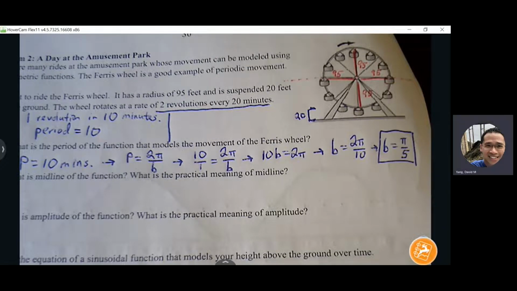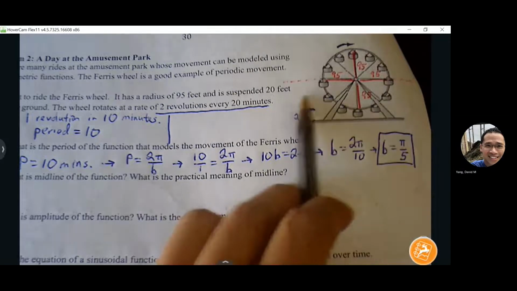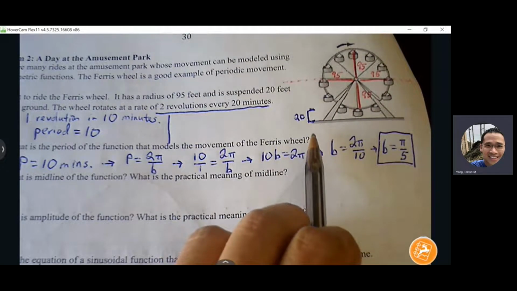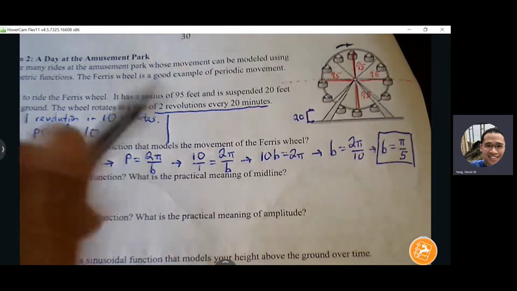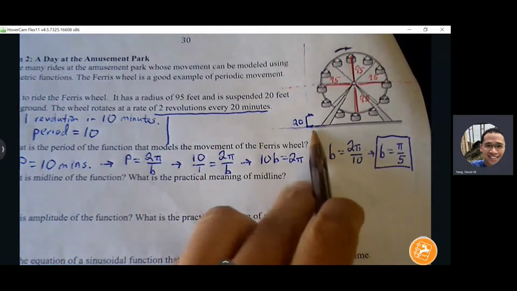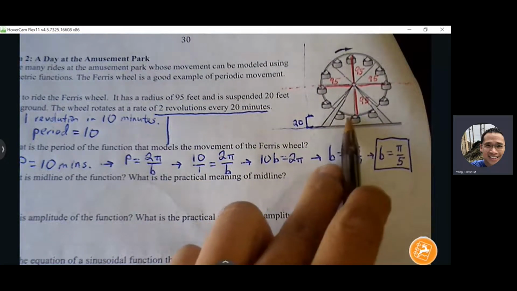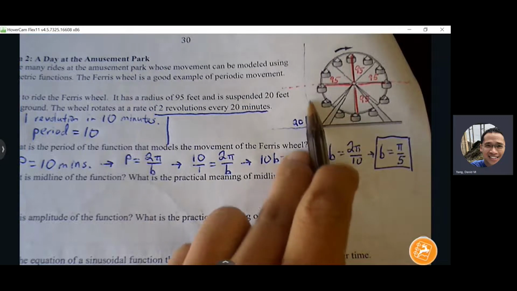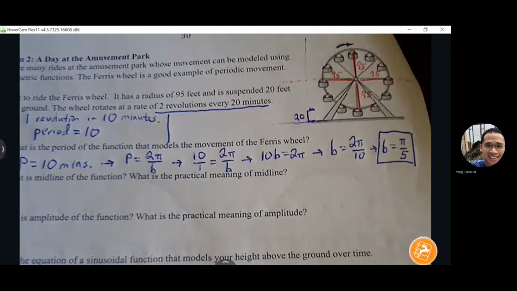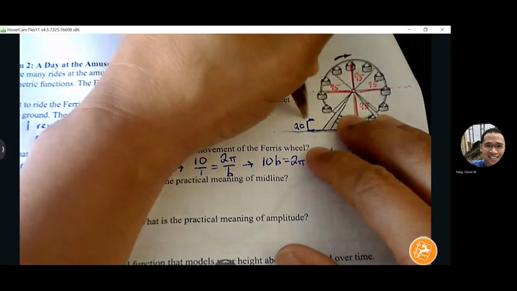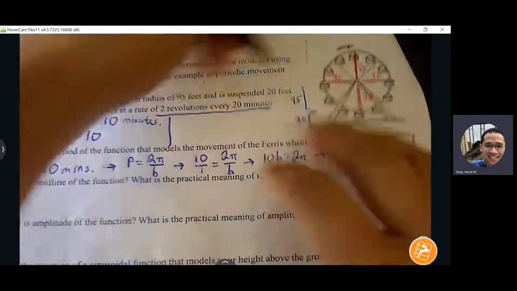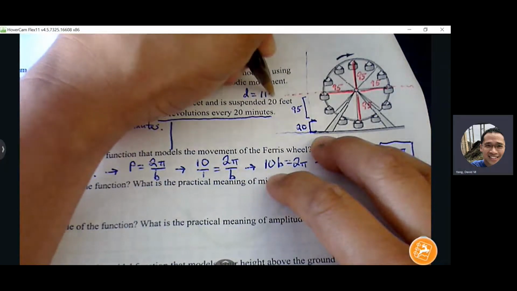Is it 95? 115. Okay, how'd you get 115? I had 20. All right, so if I imagine this as the x-axis, the lowest point is going to be 20 feet off the ground. I got to add another 95 to get to the middle of my Ferris wheel. So 20 plus 95 is 115. So my D value is 115.